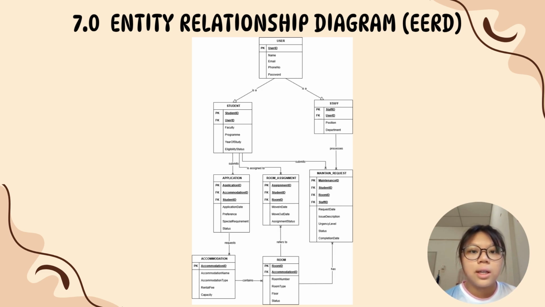Overall, this database design separates different functions into different entities, which helps reduce data redundancy and improve data organization. Primary keys uniquely identify each record, while foreign keys connect related entities and maintain data integrity. In conclusion, this EERD provides a clear and efficient structure for managing student accommodation, room allocation, and maintenance services.